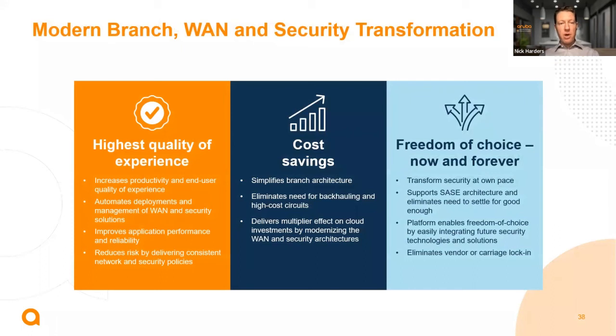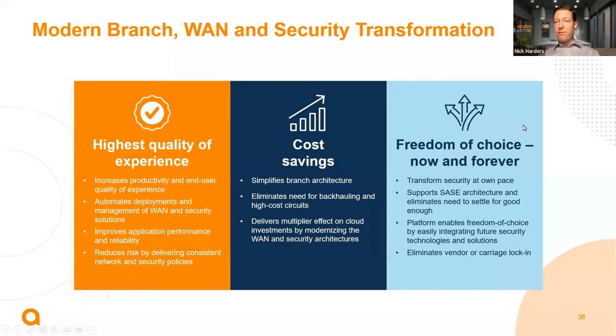So in the end, we bring the highest quality of experience, really managing user expectations as work patterns have adapted over the last few years. We've grown with those expectations, and we've really looked to ensure that we can meet those by mapping users towards the appropriate applications, no matter where they reside. That, of course, brings cost savings. We're looking at branch consolidation, whether that be firewalls, WAN optimization platforms, or other infrastructure in the branch. We can consolidate that into the EdgeConnect appliance, and we provide freedom of choice.